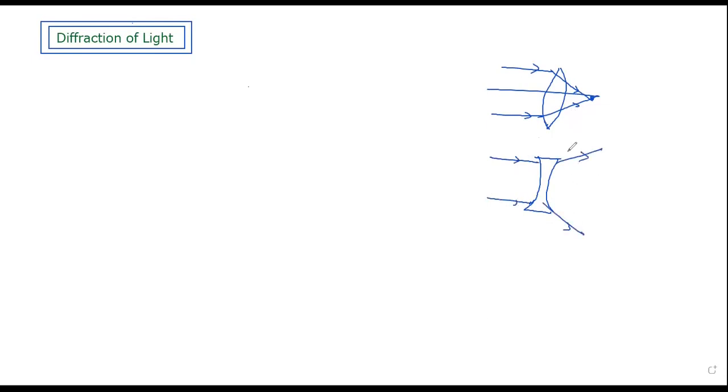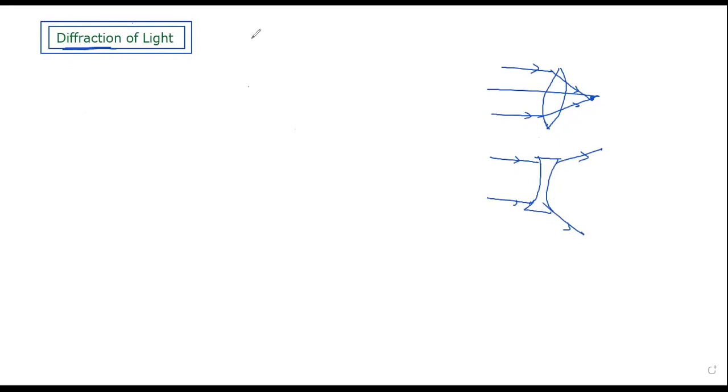So these two types of lenses are either converging the light or diverging the light, right? Exactly similar idea is what is called diffraction of light. So what is the meaning of diffraction? Diffraction means the bending of light or turning of light around some obstacles, or some opening, which is called an aperture.